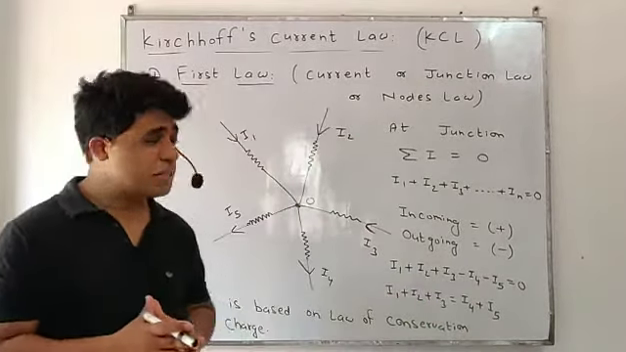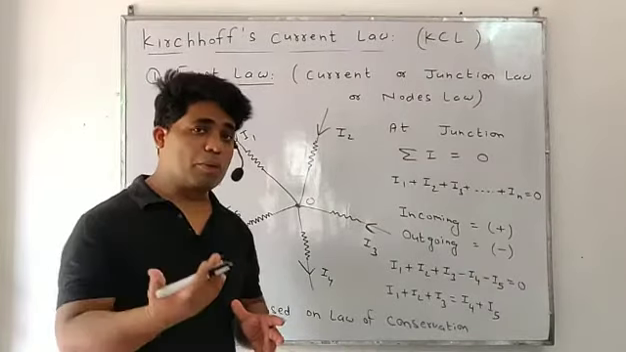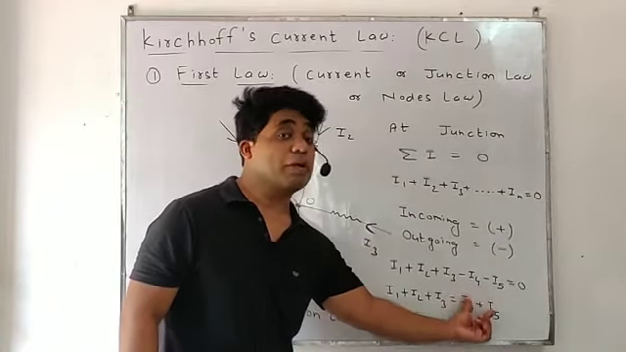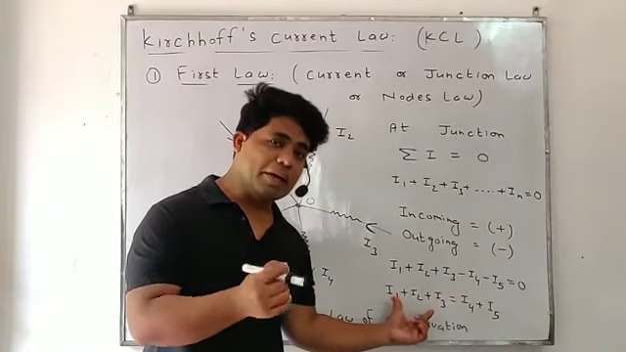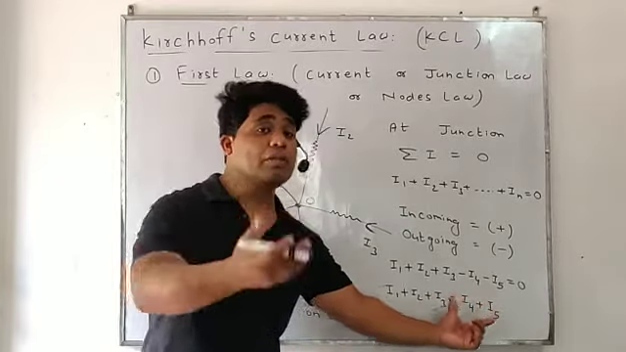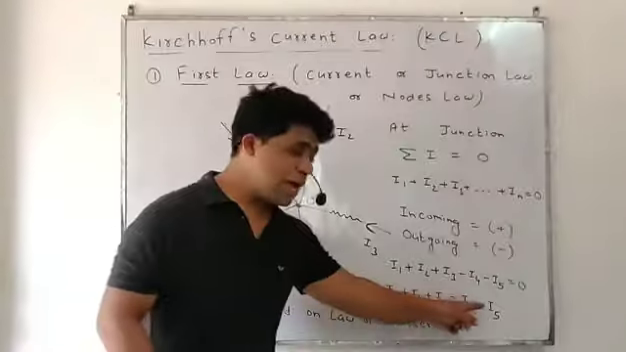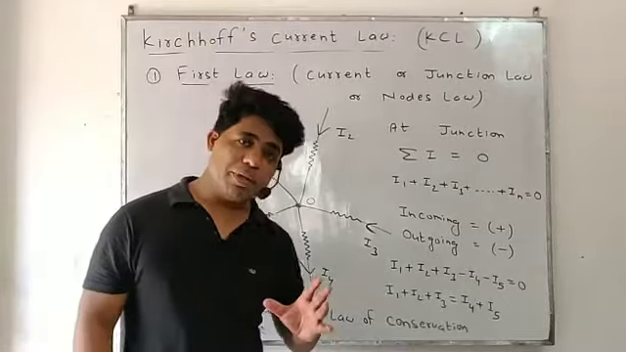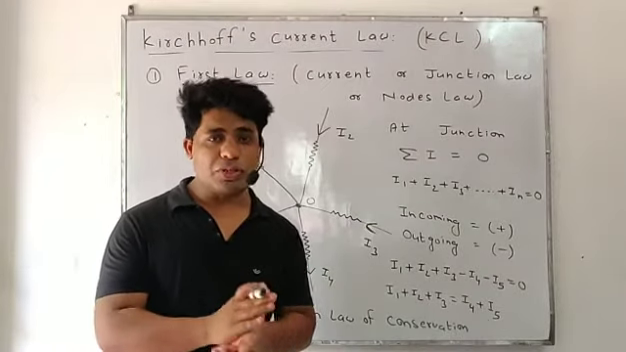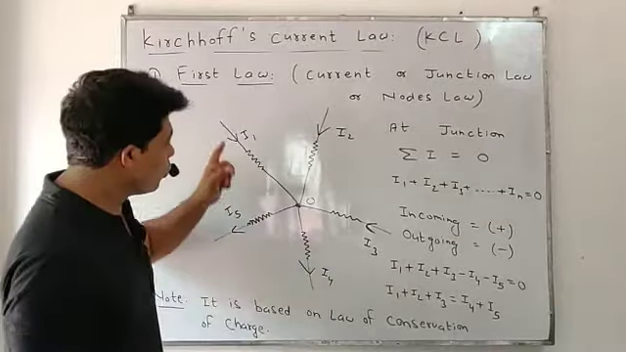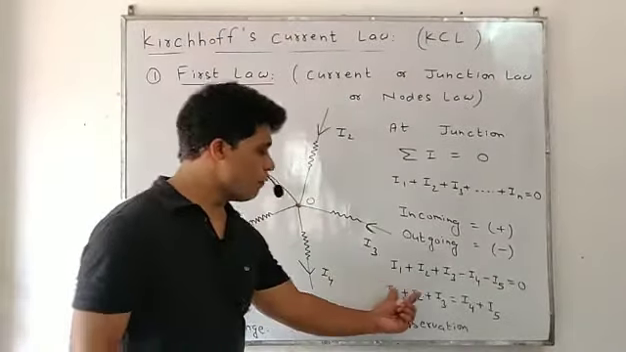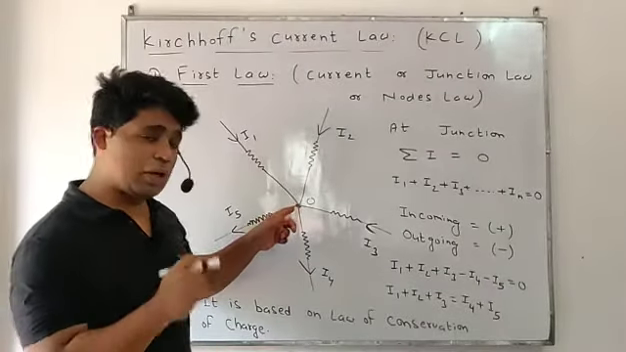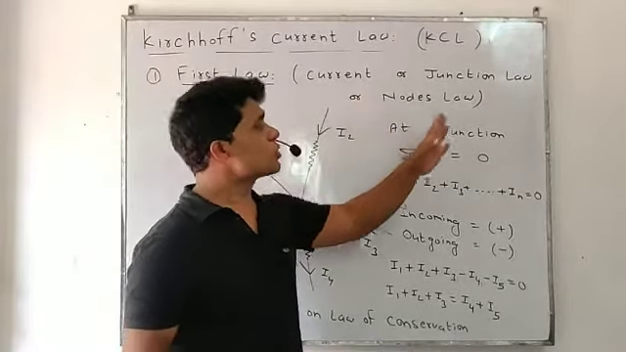I4 plus I5. It means we can define the first law in one more way: the sum of entering current at a node is always equal to the sum of leaving current at the node. That's why it is based on the law of conservation of charge. Charge can neither be created nor destroyed. The total charge of an isolated system remains constant, same like total current remains constant. Entering current will always be equal to leaving current. This is Kirchhoff's first law, and this is related to current, related to nodes or junction. That's what is called current law, junction or nodes law.